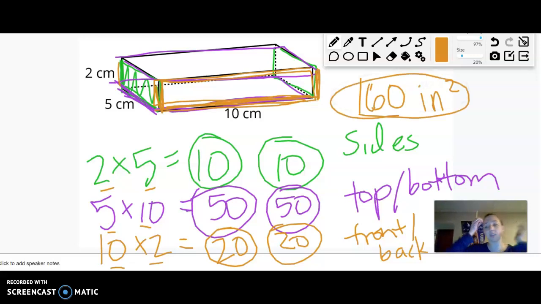Again, think if I was covering a box in wrapping paper, or if I wanted to know how much cardboard this is. We can measure the amount of cardboard in square inches or square... Oh, this one's not inches. See who realizes it. Centimeters squared.